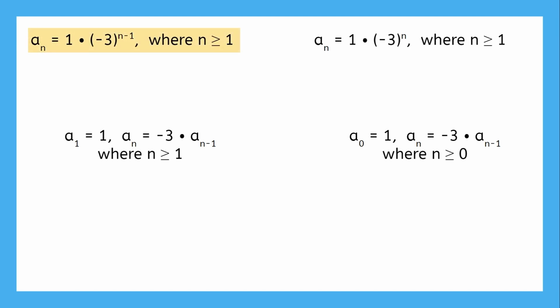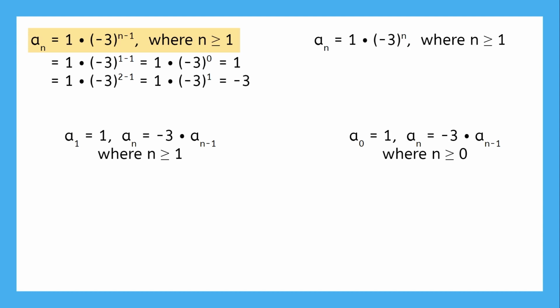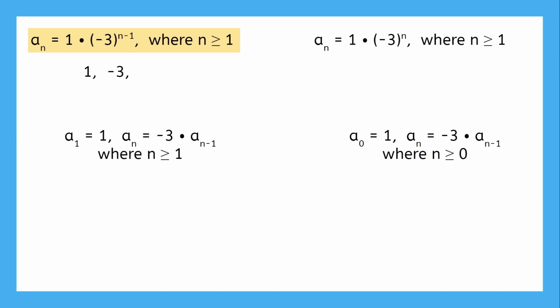Let's just start in the top left. The domain says that n starts at 1. This makes the exponent 1 minus 1, or 0, which means the 1 doesn't get multiplied by any negative 3's, making the first term just 1. If we bump the value of n up to the next integer, 2 minus 1 is 1, so the second term is negative 3. We can already see where this sequence is heading. The formula says the common ratio is -3, so each term will be multiplied by -3. The third term is 9, the fourth term is -27, on and on.